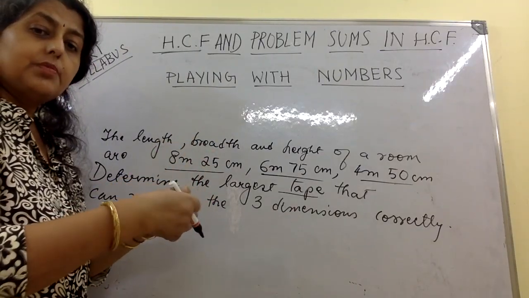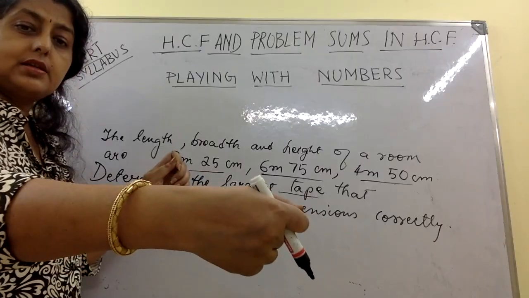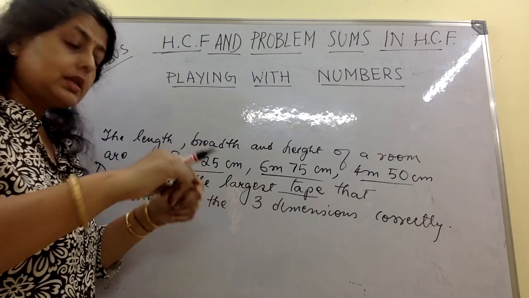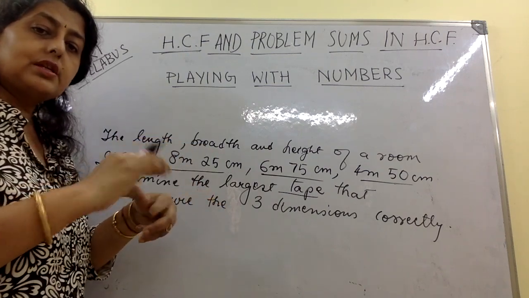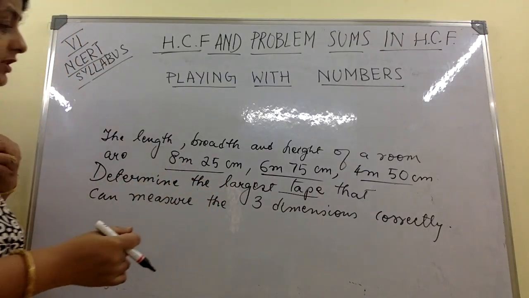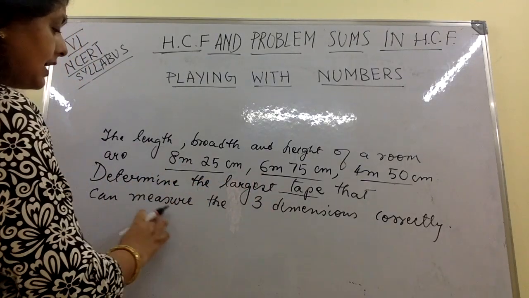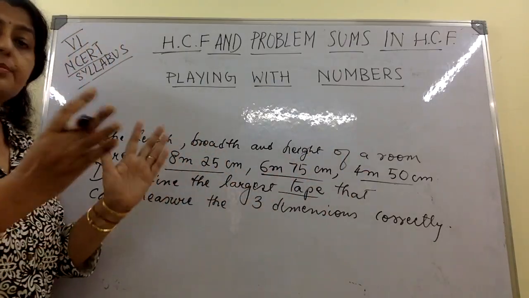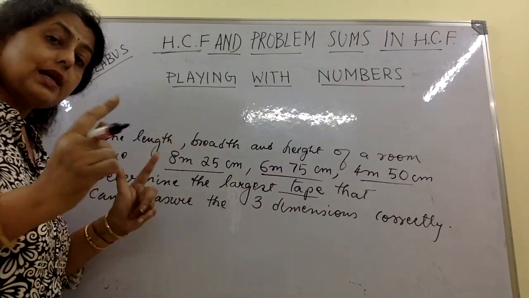They will, you know, masons and all, they will pull it and then you leave it, it goes back, that kind of a tape. Or the meter tape. Okay, that is, it comes folded. Okay, that folded one. So the largest tape that can measure 3 dimensions correctly. The 3 dimensions are the length, breadth and the height. You want the largest tape.